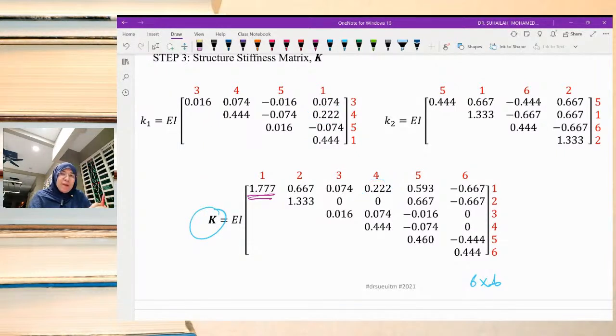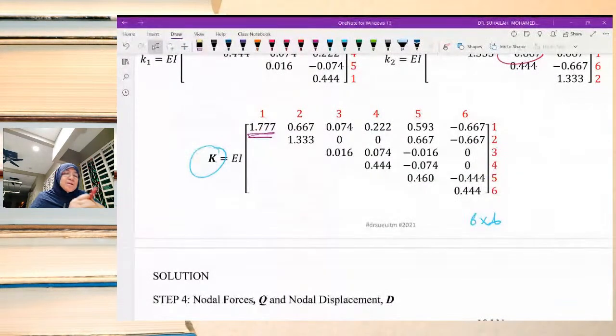1 5. Okay, it exists in K1 and also K2. 5 1, 1 5 is the same, and 5 1, 1 5 is the same. So we have to add these two. So we get this. Okay, and then 1 6. 1 6 is negative 0.667. So we have to continue until the end, until we write the 6 6 value.